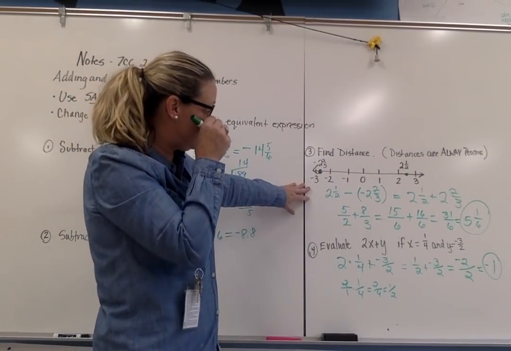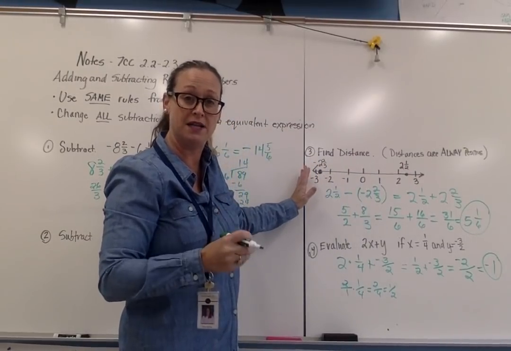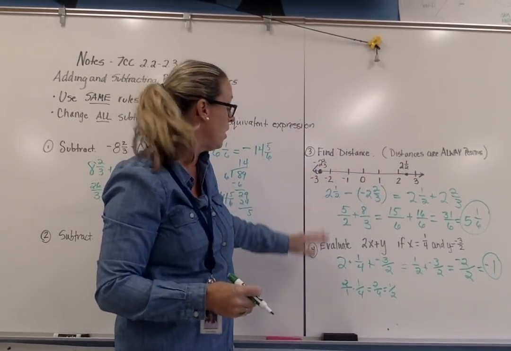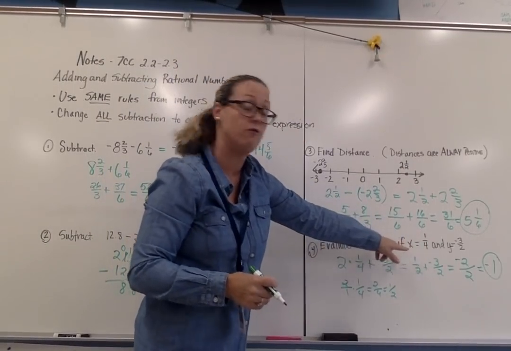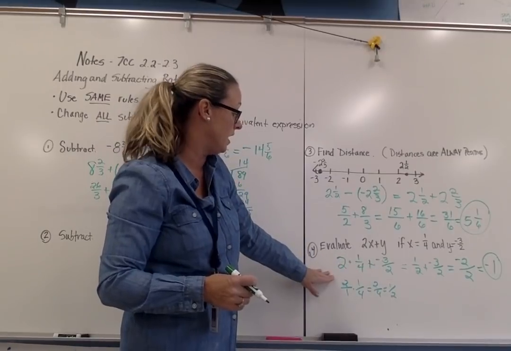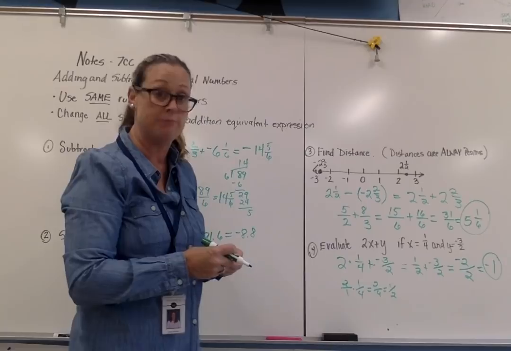In finding distance, I subtract the two values and make sure my answer is going to be positive because distances can't be negative. When I'm evaluating, I'm replacing the value that they gave me for the variables into the expression. When a number and a letter are next to each other, that means I'm multiplying.